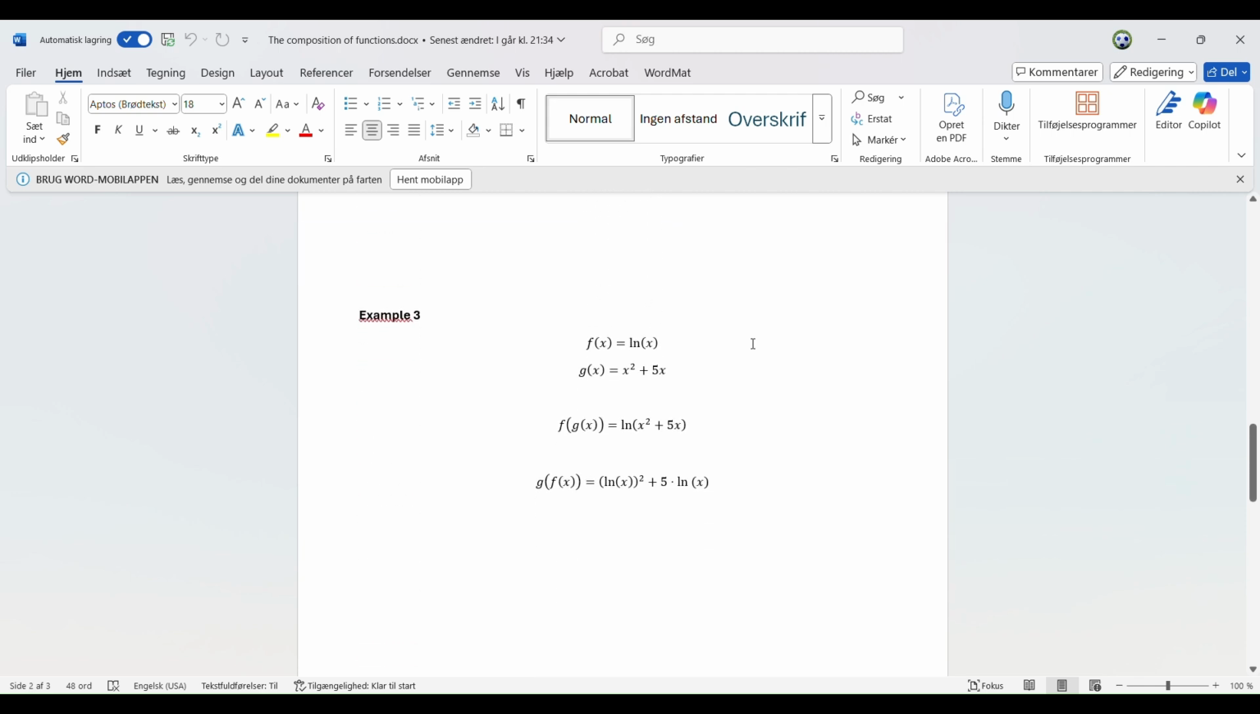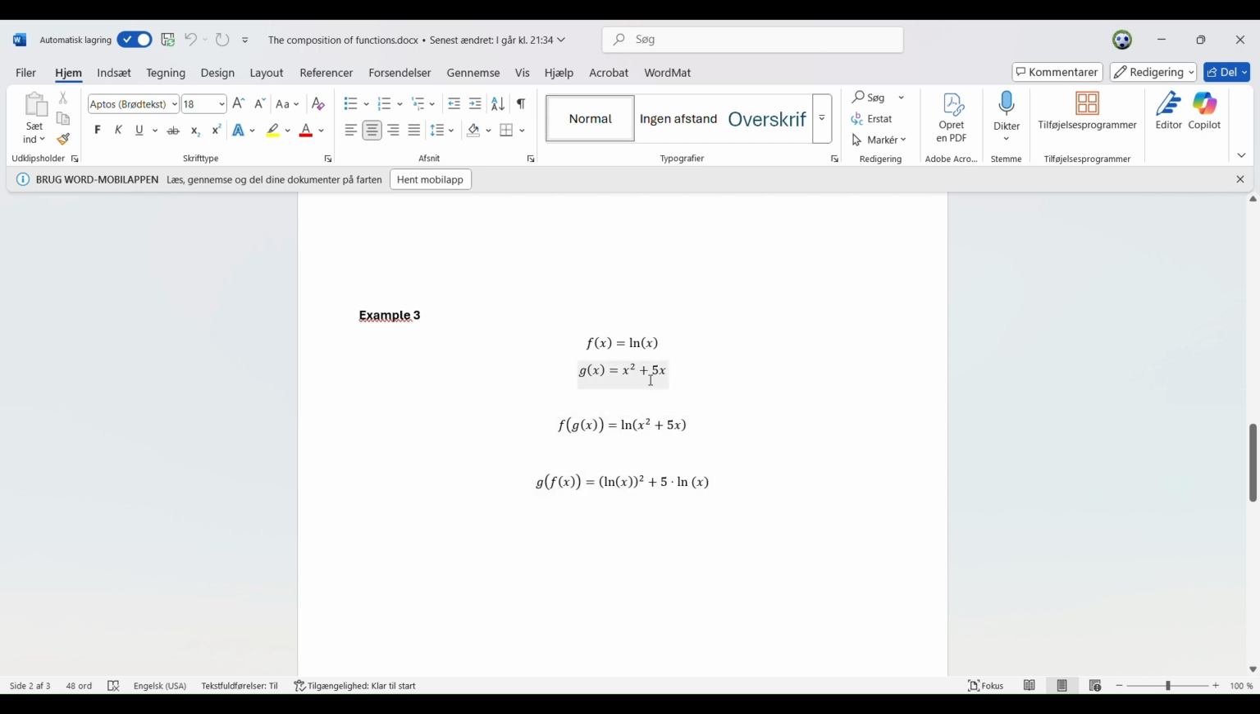Let's have one more. This time we've got ln of x as the one function, and the other function is x squared plus 5 times x. So if we take the first composition once again, g of x is the inner function, so we take our function here and put it onto x's place in our outer function. So that becomes ln of x squared plus 5x. So we have removed this x up here and replaced it by our inner function. We can do it the other way around too, if we want to.